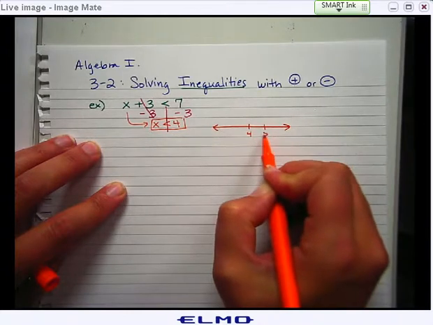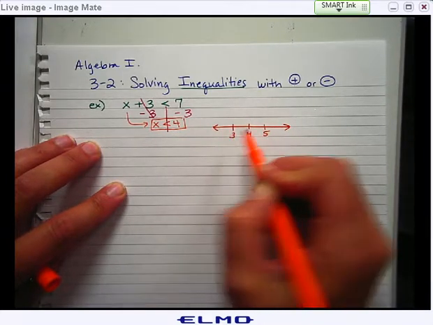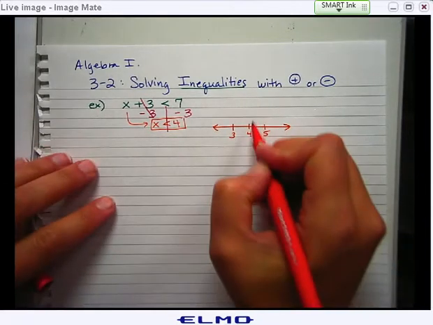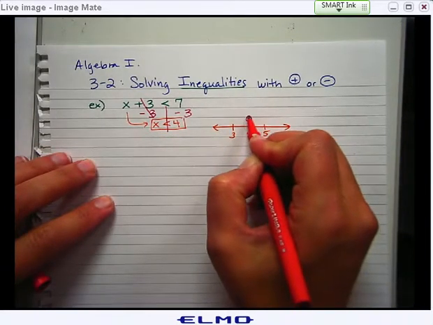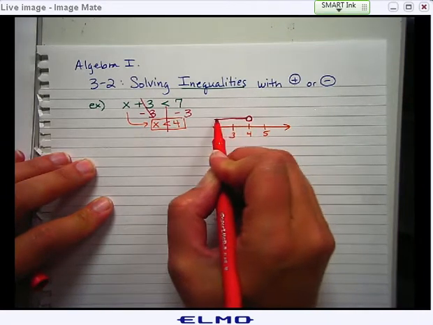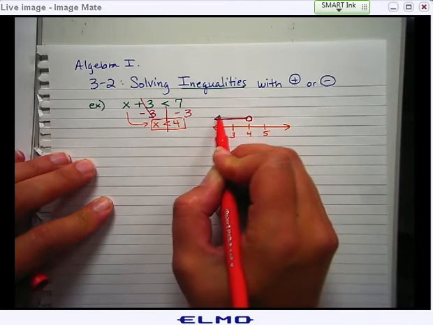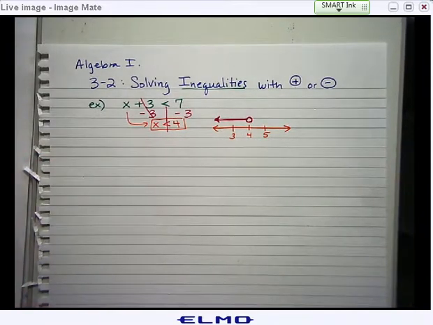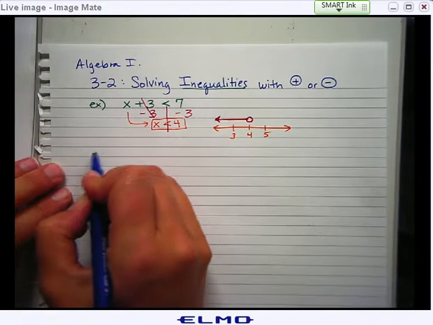I'll put 1 up, 1 down, 3, 4, 5. This will be an open circle on the 4 because x can't equal 4, but it can be anything that's less than 4. So it could be 3.9, 3, 2, anything like that. All right, pretty simple, huh? Let's look at another example.